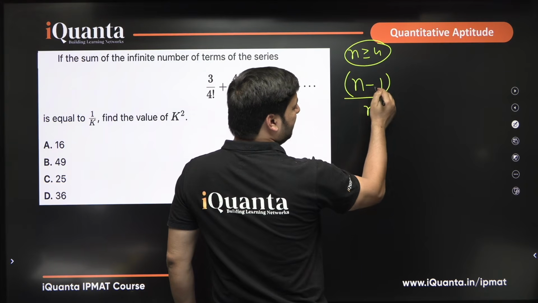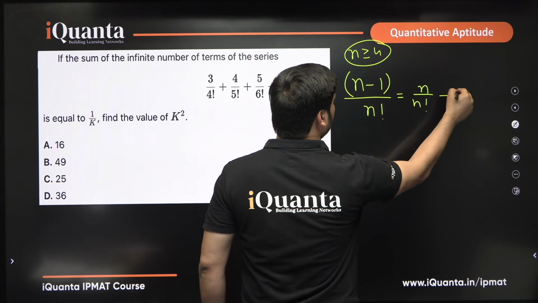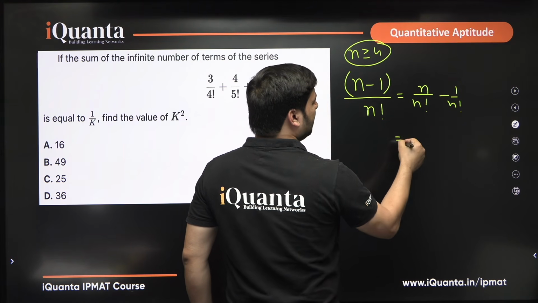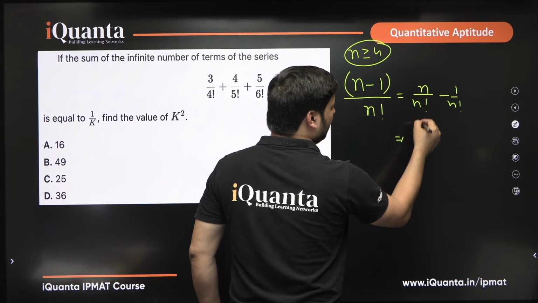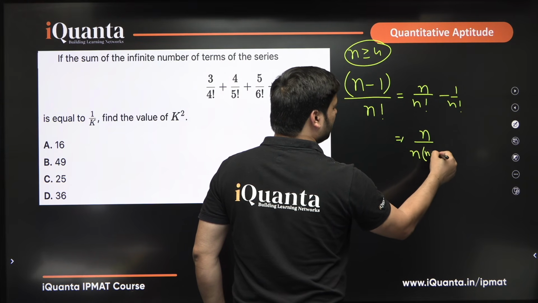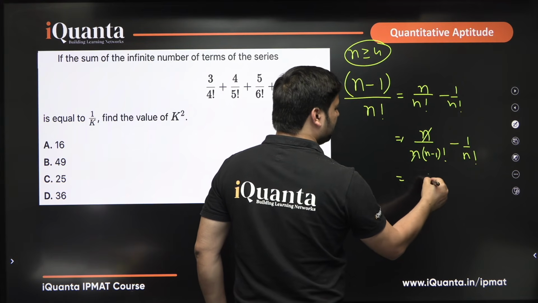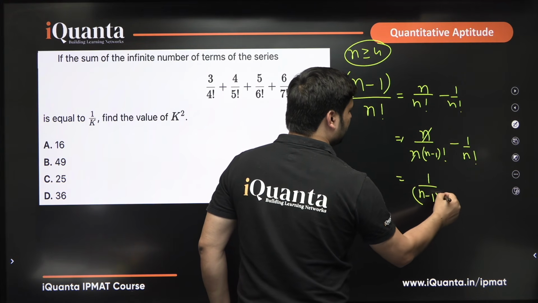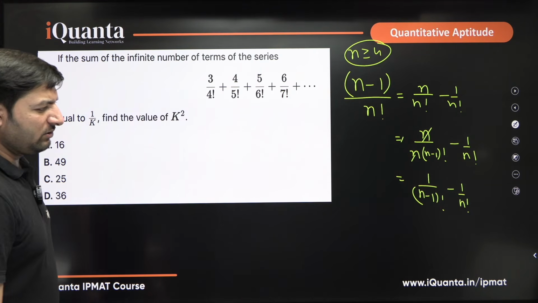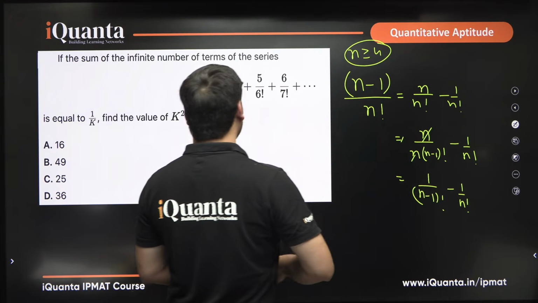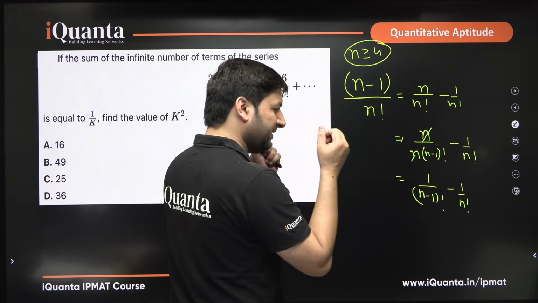Now, in the numerator we have n minus 1, in the denominator we have n factorial. Can this be written as n upon n factorial minus 1 upon n factorial, right? Can we cancel n and n factorial? Yes. If you write n factorial as n into n minus 1 factorial, yes, you can write it minus 1 upon n factorial. N cancels, so can you write it as 1 upon n minus 1 factorial minus 1 upon n factorial? This is something that I have broken down into a positive and negative term. Definitely, whenever we have such infinite series, some terms will definitely cancel.